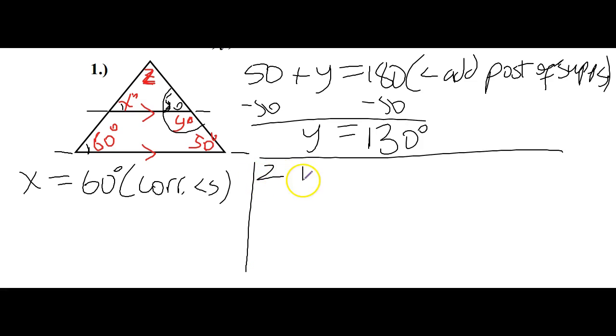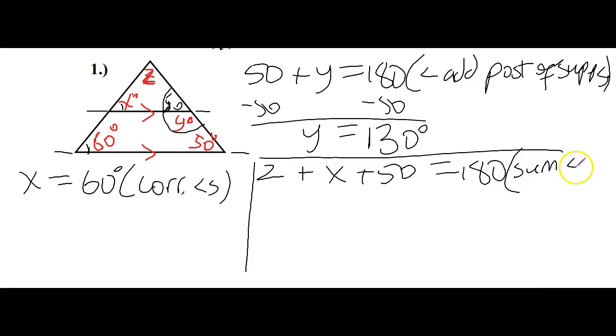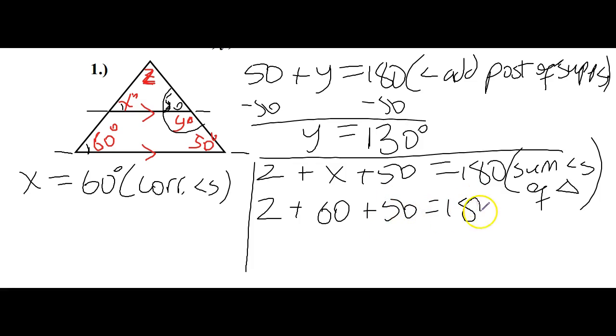So angle z plus angle x plus angle 50 equals 180. We do the sum of angles of a triangle. So we know that angle x, which we already found, is 60. We replace angle x with 60. And then we collect like terms, we add them together. Okay, 60 plus 50 gives us what?